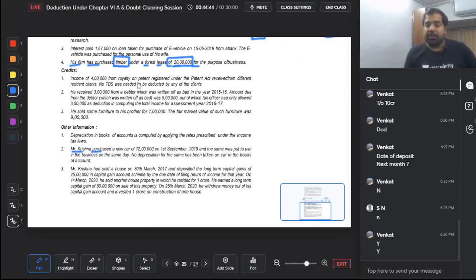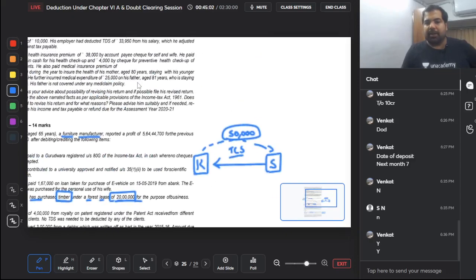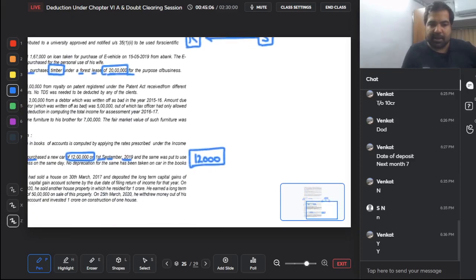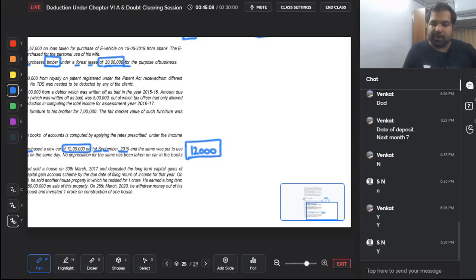Mr. Krishna purchased, same question, guys, a new car on 1st of September 2019 worth 12 lakh. So on this 12 lakh fancy car, guys, there is also 1% TCS. Yes, so 12,000 TCS. So whenever Krishna is paying his tax, can he take credit of this 50,000 and this 12,000? Yes, he can. So that's a very hidden way of asking this question.